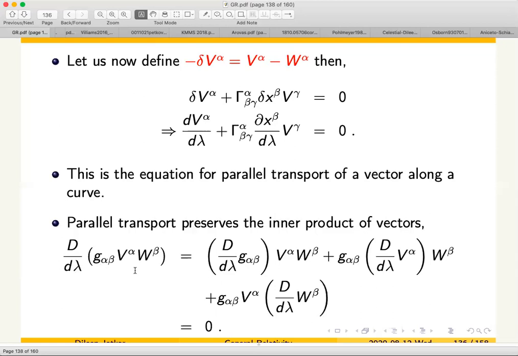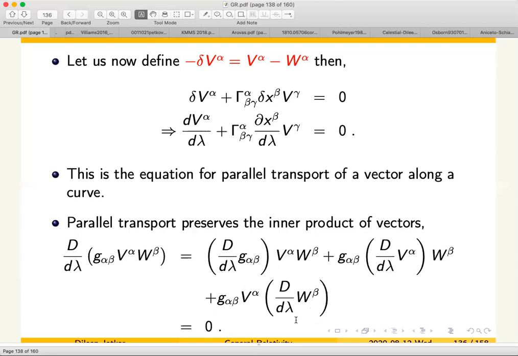Okay, and now you can just push it through and write it in terms of the covariant derivative along the path acting on individual quantities. So once it acts on g alpha beta, once on v, and once on w. Of course g alpha beta is not parallelly transported, so this just vanishes, and these two terms are the parallel transport equations, and therefore they vanish individually.